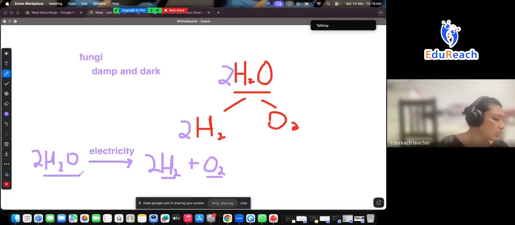C, electricity can break down water molecules into different elements. This is also true. D, a physical change takes place when water in liquid state changes into oxygen gas and hydrogen gas. This is wrong because it is not a physical change, it is a chemical change. So therefore we select option D.